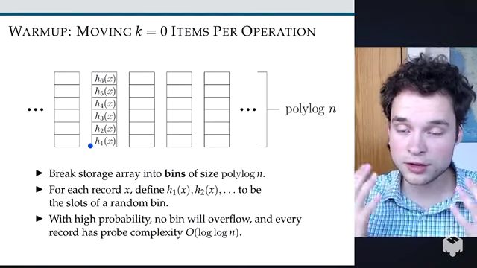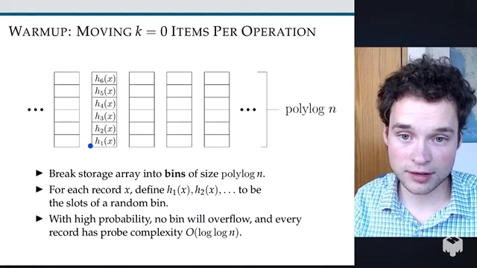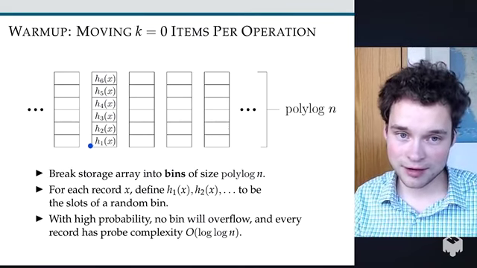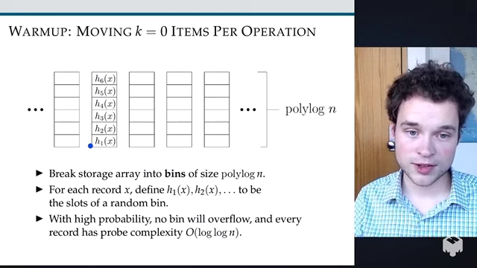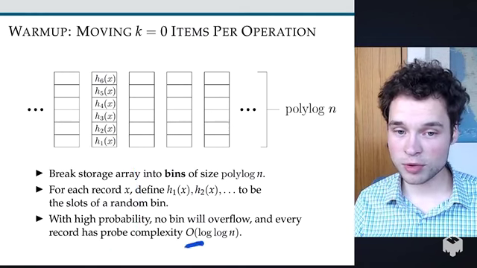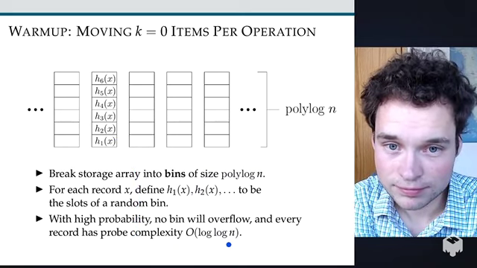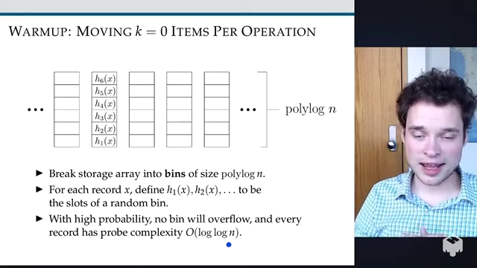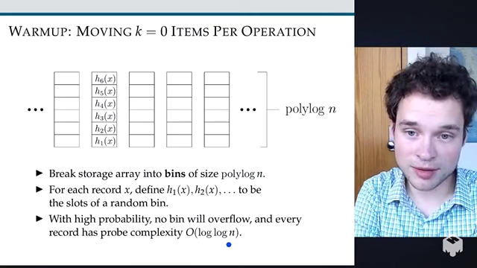So the record's probe complexity could be any number that's order log log n bits. But the nice thing is that because of how balls and bins behave, with high probability none of our bins overflow. So every record really does have probe complexity order log log n. And it turns out this is actually optimal. If you're not going to move any items around once you put them into the data structure, this is the asymptotically optimal probe complexity.